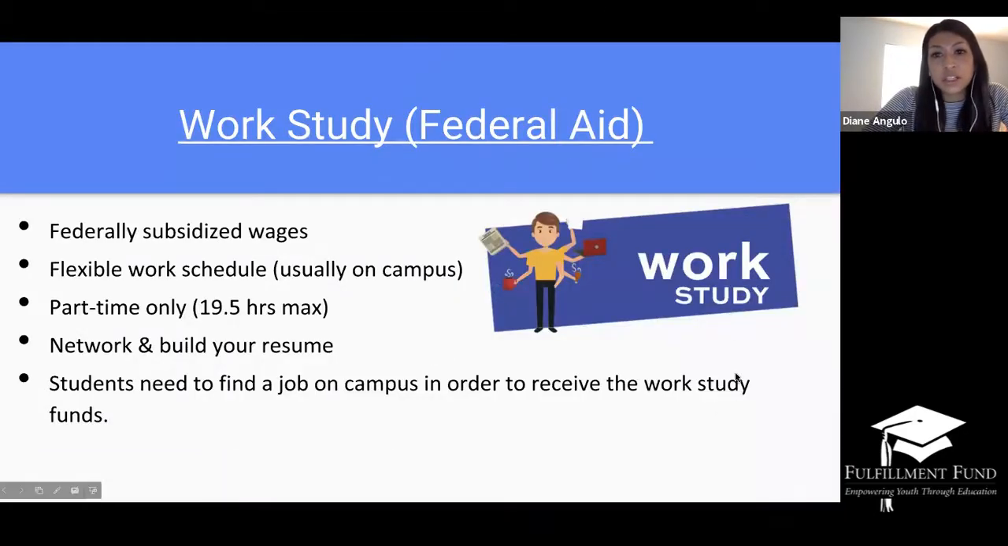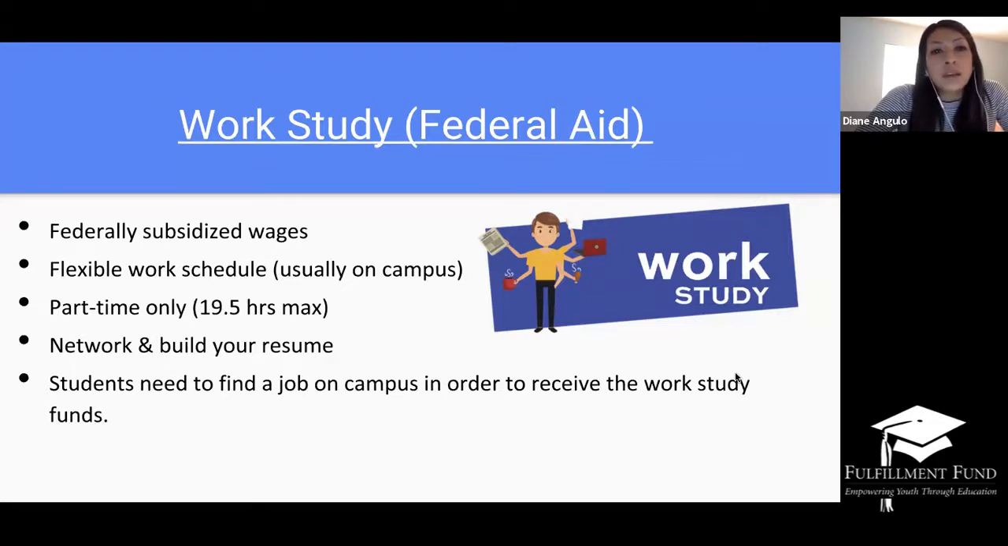So here is another form of federal aid that might be offered to you all. This is WorkStudy. Keep in mind that WorkStudy is an optional type of aid. Some students might qualify for WorkStudy, other students might not have it on their award letters. And in order to receive WorkStudy, you do need to get a job on campus. Just because you qualify for WorkStudy does not mean that you automatically have a job on campus. It's not guaranteed. It just means that they will pay you out of the WorkStudy funds, but you do still have to go and apply to a job on campus.